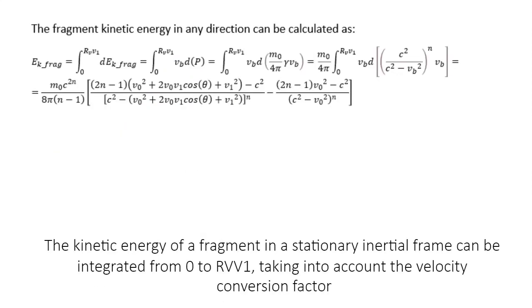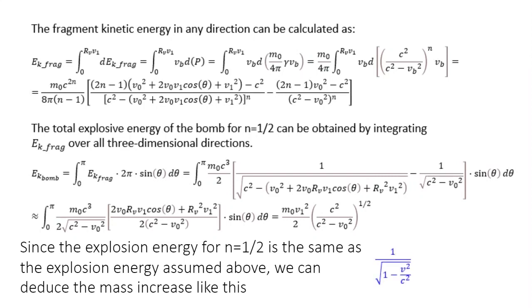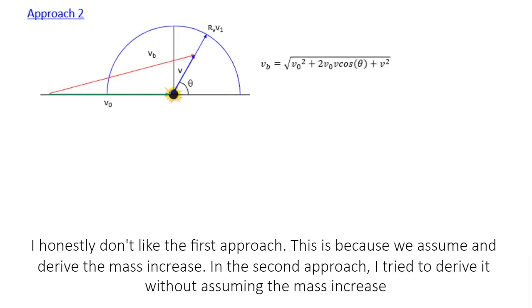The kinetic energy of a fragment in a stationary inertial frame can be integrated from 0 to RV(v1), taking into account the velocity conversion factor. For n0.5, the total explosion energy can be obtained by integrating the fragment kinetic energy over all directions. Since the explosion energy for n0.5 is the same as the explosion energy assumed above, we can deduce the mass increase like this. I honestly don't like the first approach.